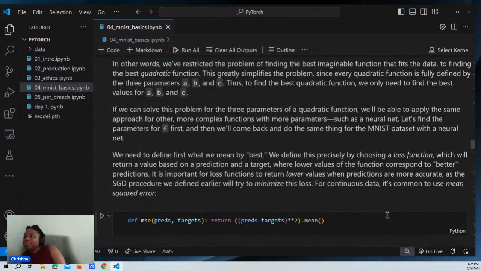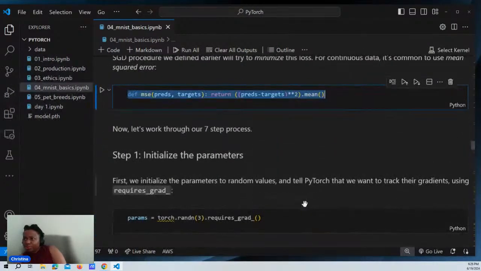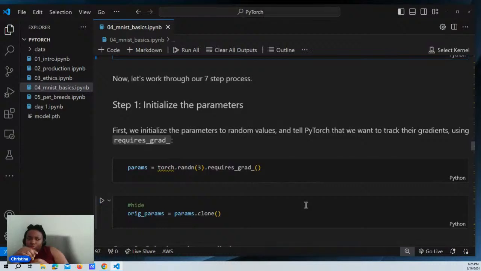Okay, so we define first what we mean by best, by choosing a loss function, which is mean squared error. And that's kind of the most standard one you can use, but it's not always the one you should use, and that's going to vary on your problem, but it's the most common. So it takes in the predictors and the targets, and it returns predictors minus targets squared and finds the mean. And that's what mean squared error does, though this should be built into other stuff, I'm sure.